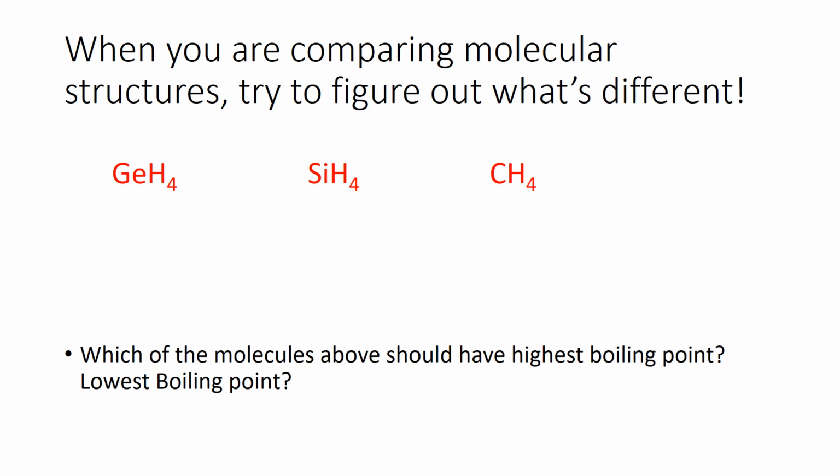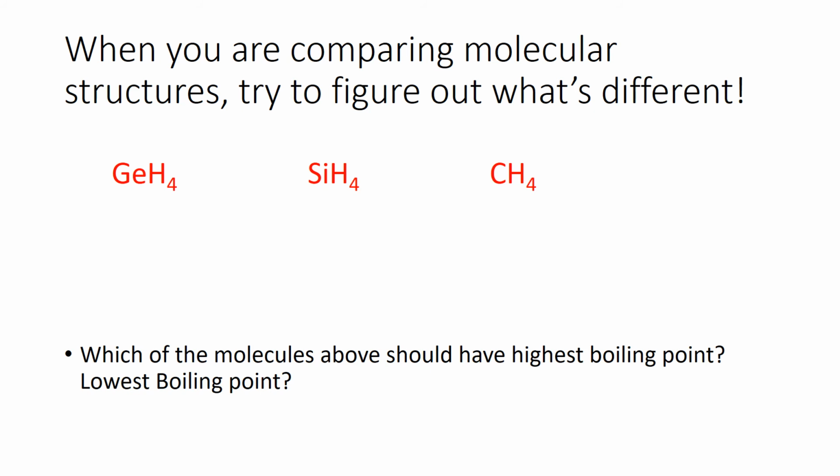Let's look at one more example. Again, we're going to use boiling point. Ultimately, to determine our differences in boiling point, we're going to predict the differences in intermolecular force strength between these 3 structures. We have what's known as germane, which is germanium tetrahydride, GeH4, silane, which is silicon tetrahydride, SiH4, and methane, which is carbon tetrahydride, or CH4.